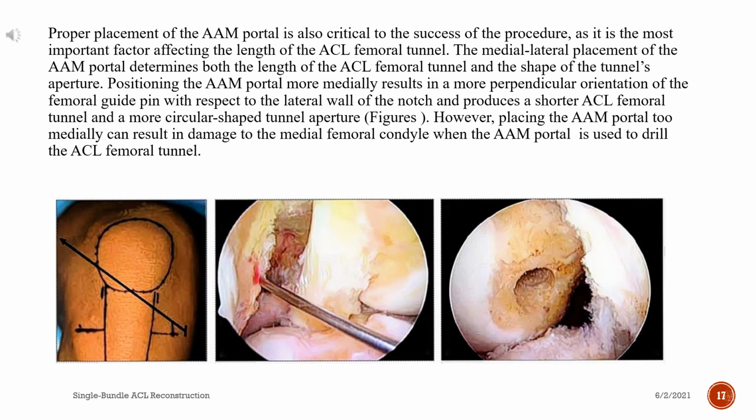Positioning the AM portal more medially results in a more perpendicular orientation of the femoral guide pin with respect to the lateral wall of the notch and produces a shorter ACL femoral tunnel and a more circular-shaped tunnel aperture. However, placing the AM portal too medially can result in damage to the medial femoral condyle when the AM portal is used to drill the ACL femoral tunnel.